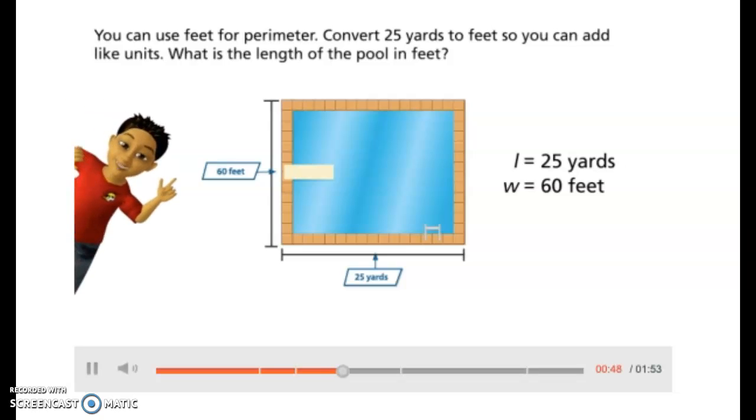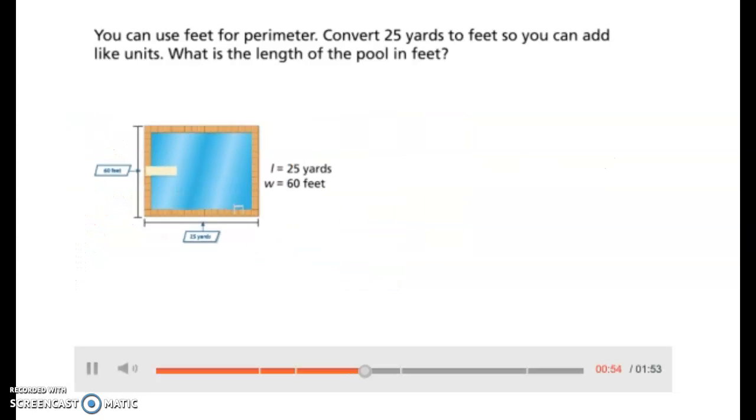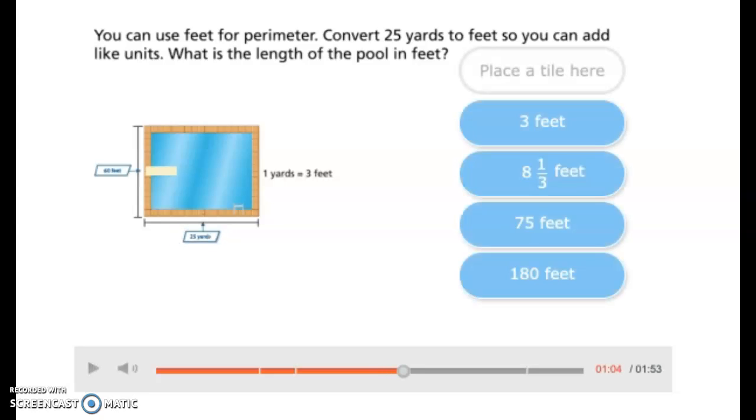You can convert one of the measures so that you are adding like units. You can use feet for perimeter. Convert 25 yards to feet so you can add like units. What is the length of the pool in feet? Select your answer.